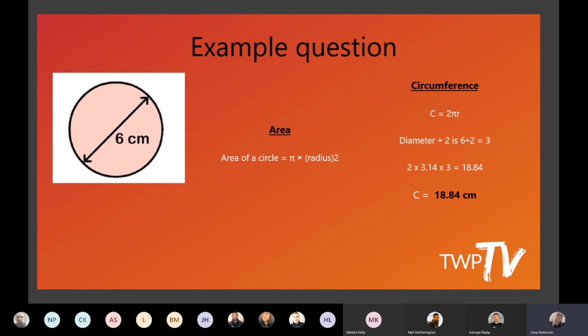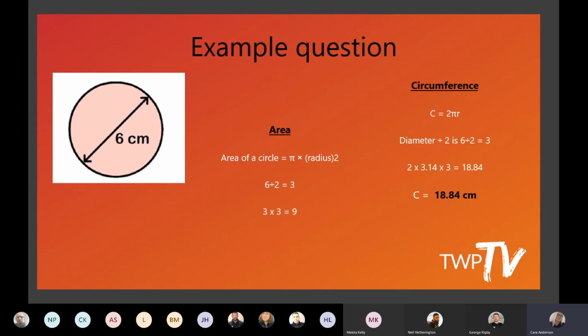So to work out the area of that circle, again, we need to show how we get the radius. So that is divided by 2 because the radius is only halfway across. We then do your 3 times 3, which is going to give you your 9. So that is the squared part of the radius.